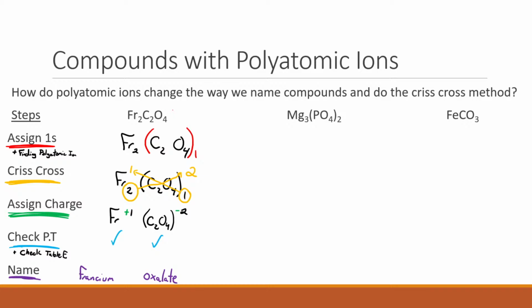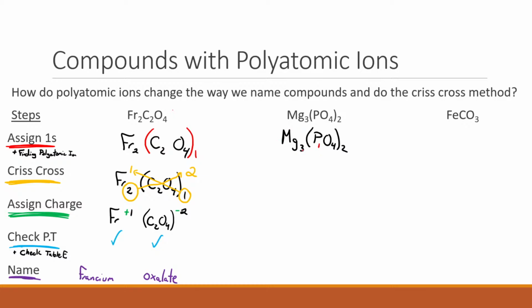Let's take a look at our next one, right? Let's look at magnesium and this PO4 polyatomic ion. Our first step is going to be to assign our ones. And here we've got a lot done for us. The only one we are missing is right there.